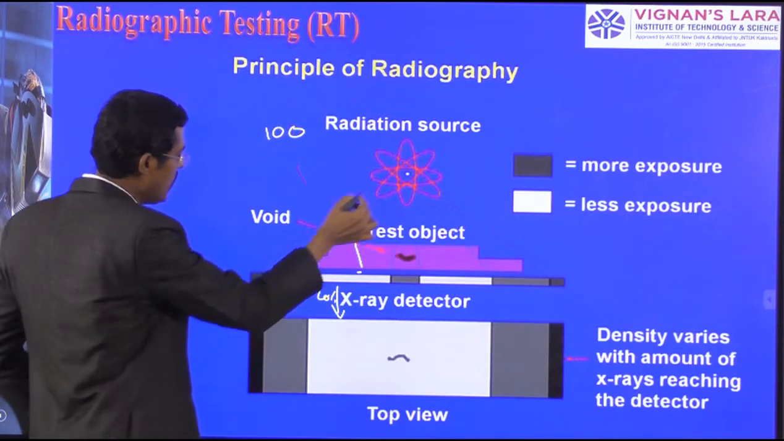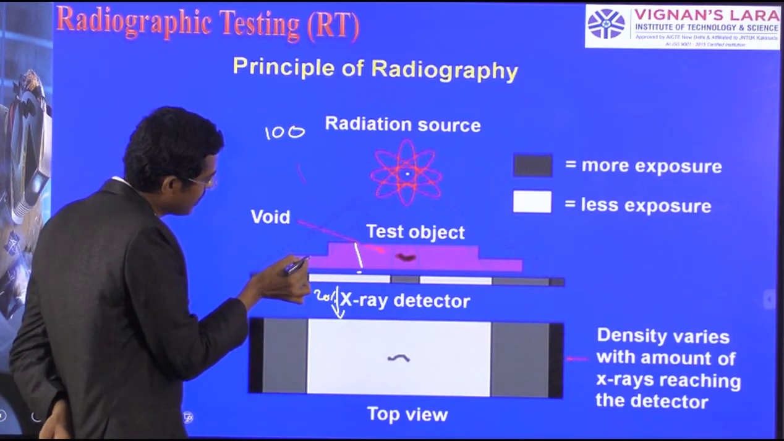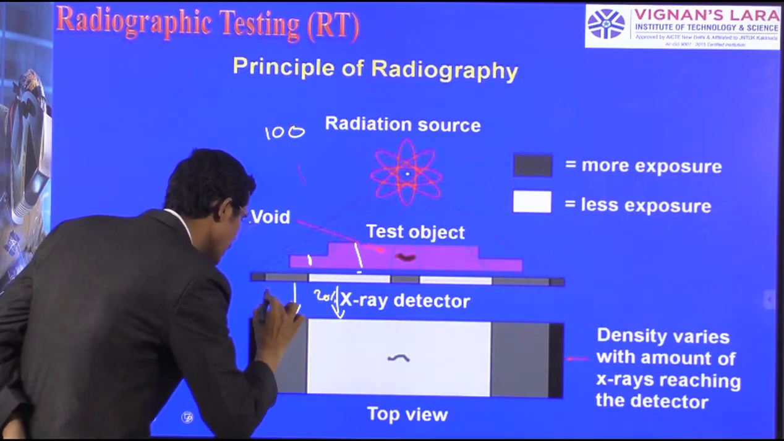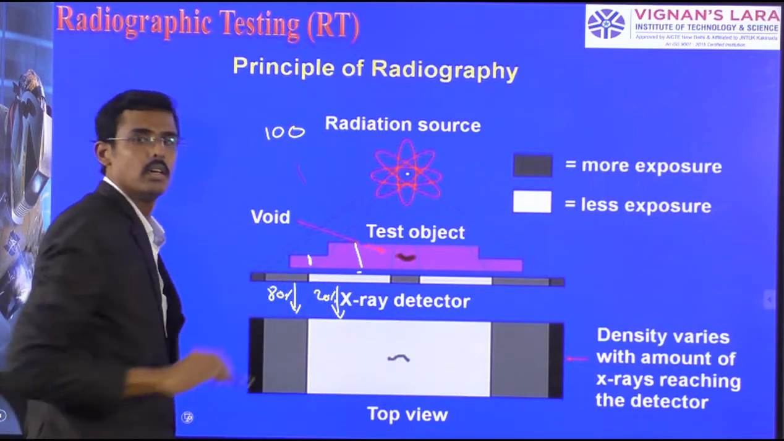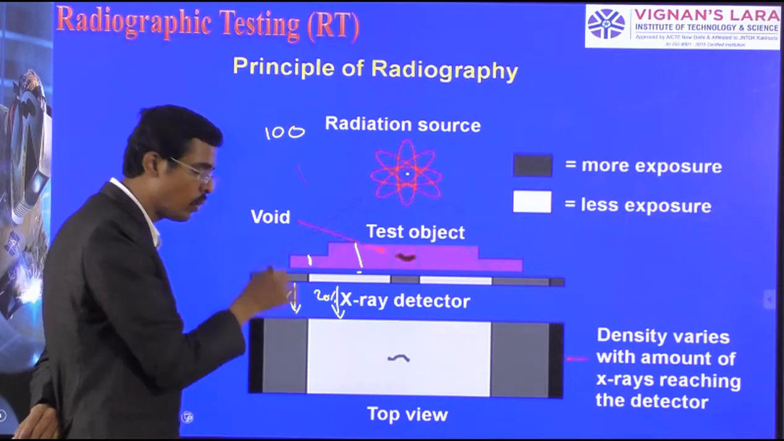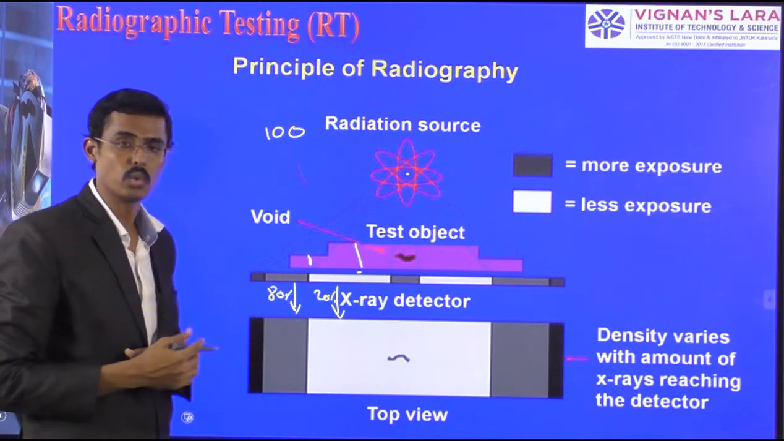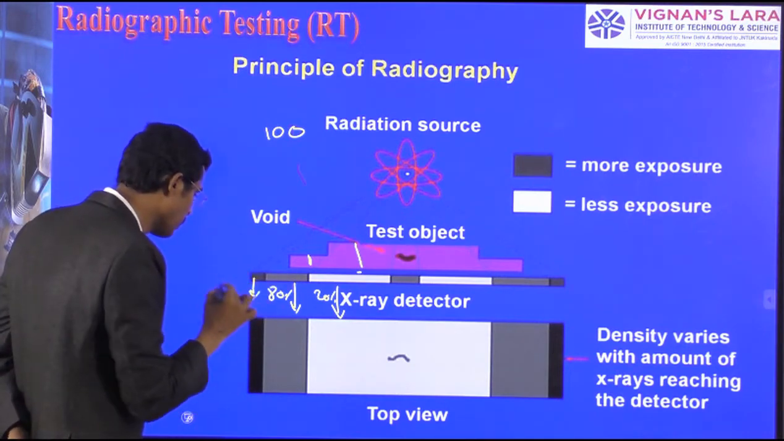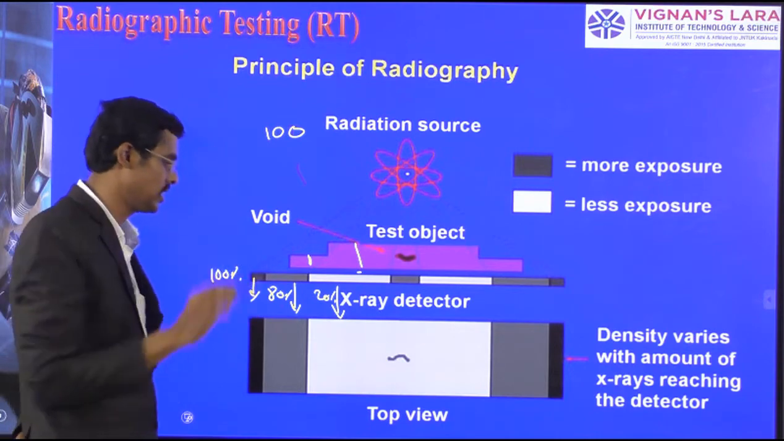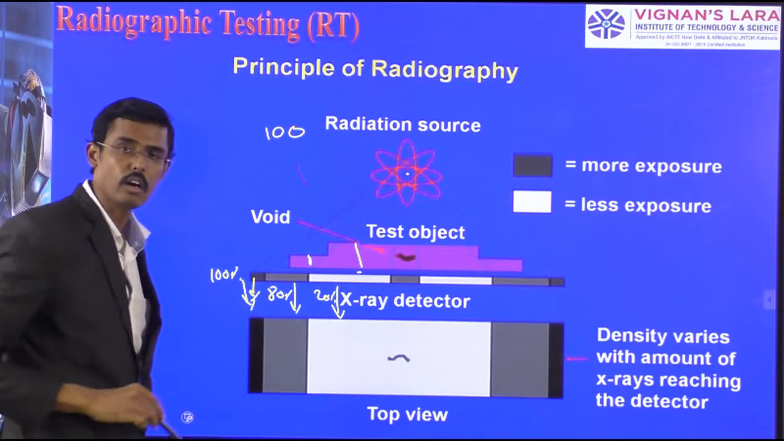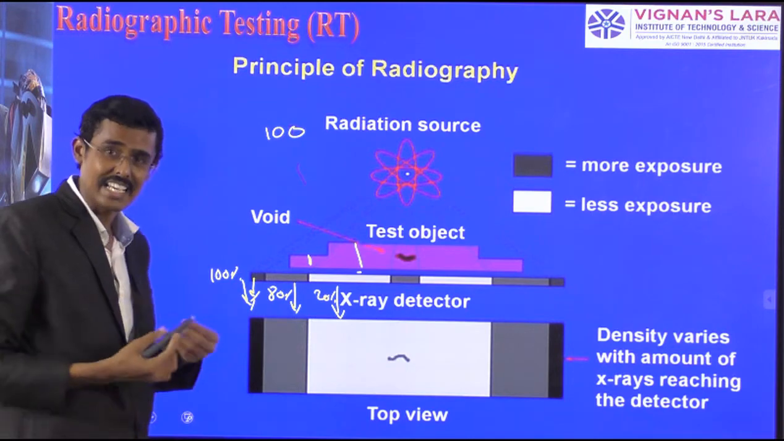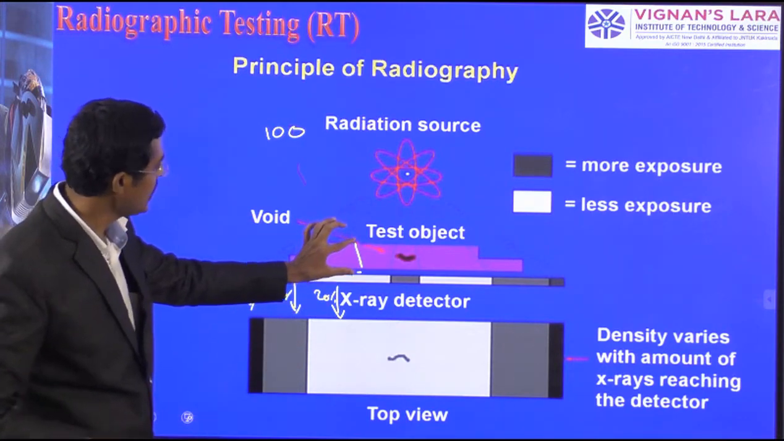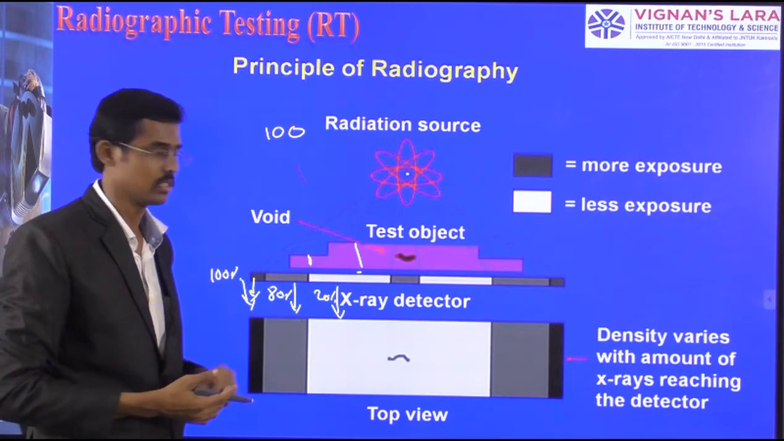Now, the same rays are falling over the area having less thickness. Therefore, 80% of the rays fall over the film. That we understand as a dark zone. And here there is no specimen, therefore about 100% is falling on the film at the corner. No specimen, 100%. Thickness less, more darkness. High thickness, less darkness, whiter.